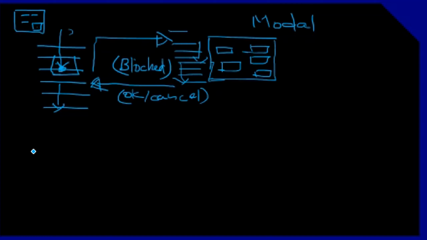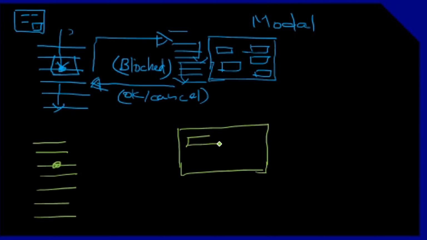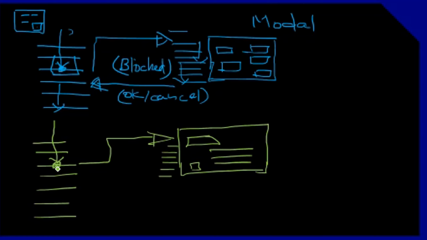In case of a modeless dialog, let's assume the same setup here, and we will assume that there is one more dialog. This is called a modeless dialog. And the control flow occurs like this. This piece of code invokes the modeless dialog, and the code for the modeless dialog starts running, and in the meantime this code also continues running. That means modeless dialogs are not blocking.